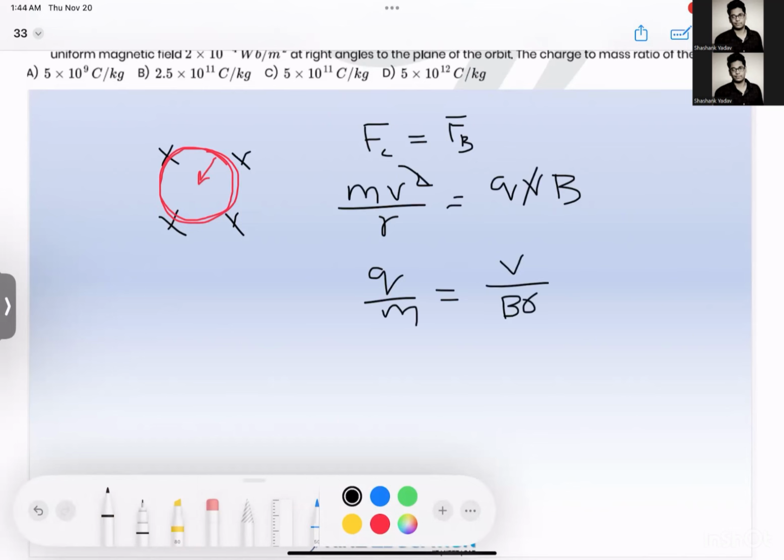If you substitute all the given values, we have the value of v, we have the value of b, and we have the value of r. If you substitute all of that, then q by m will turn out to be 2.5 into 10 power 11 coulomb per kg. Therefore, answer is B.